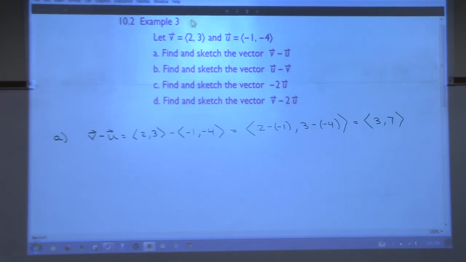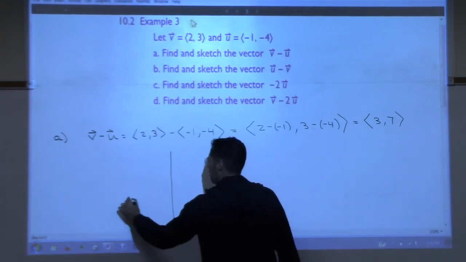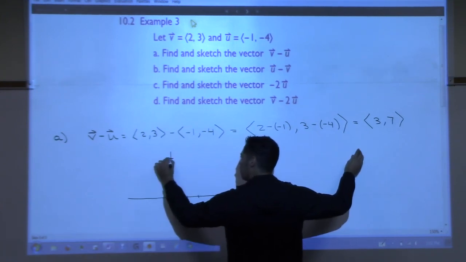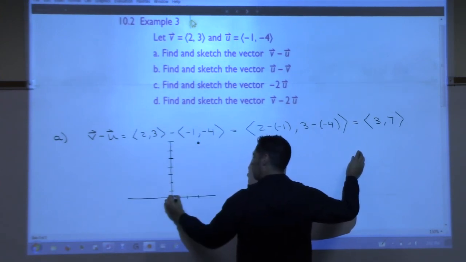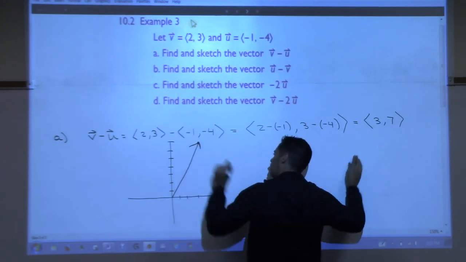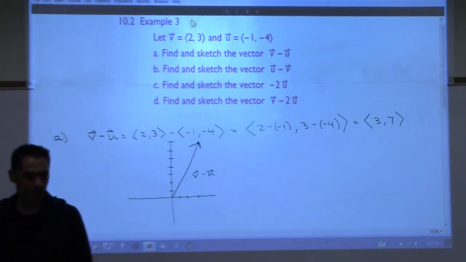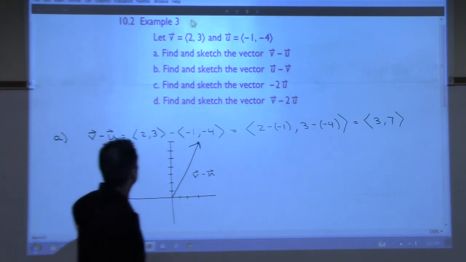And if we sketched this vector, we would start at the origin. We'd go to the right 3, up 7, and we would go from the origin to that point and put an arrow. This would be v minus u. Good? Sure? Okay. Even though it's not asking for this here, I'd like to show you something else with this.